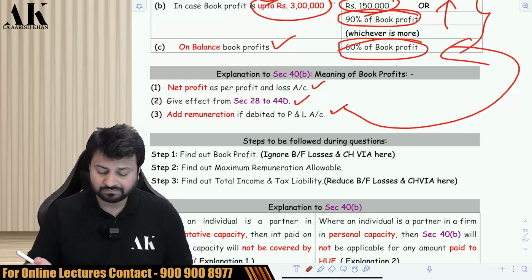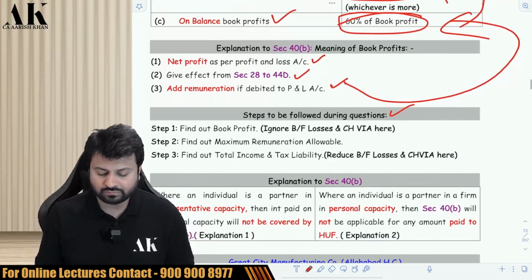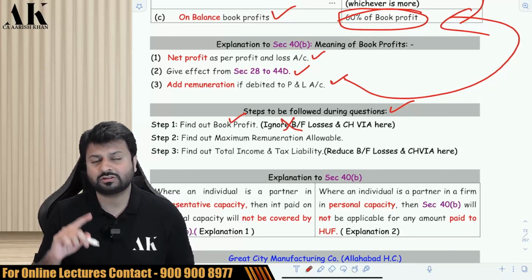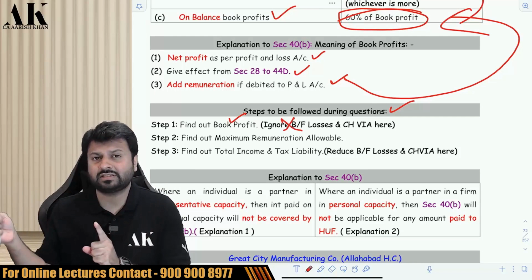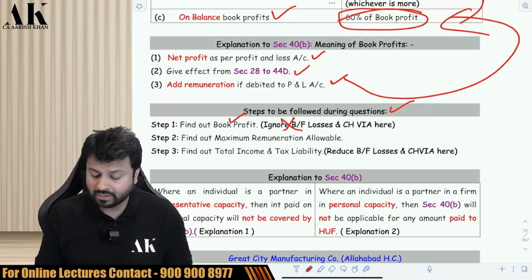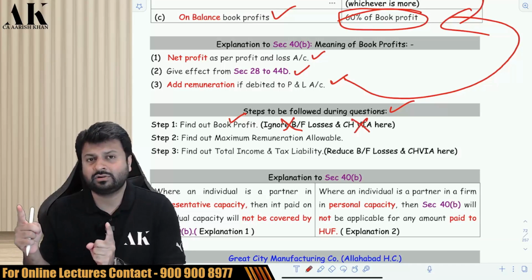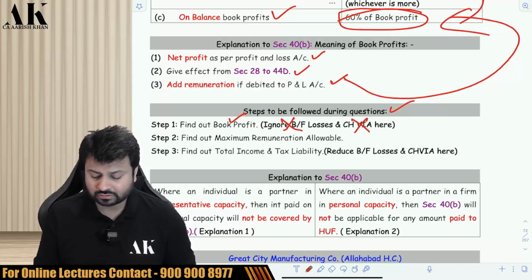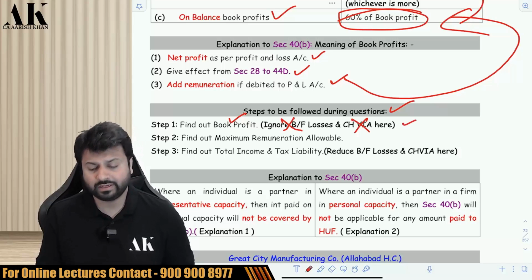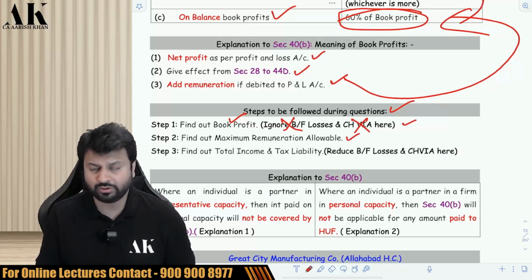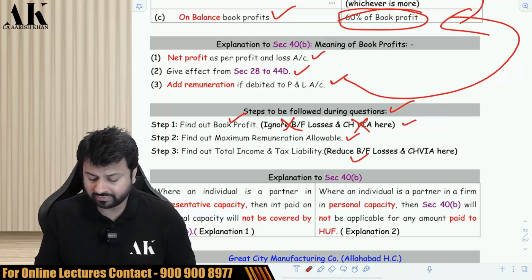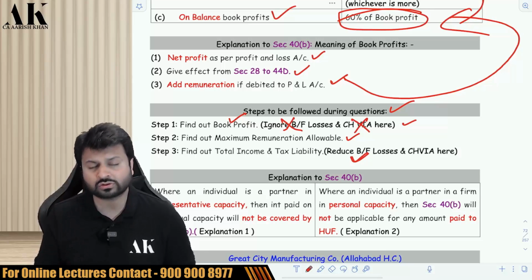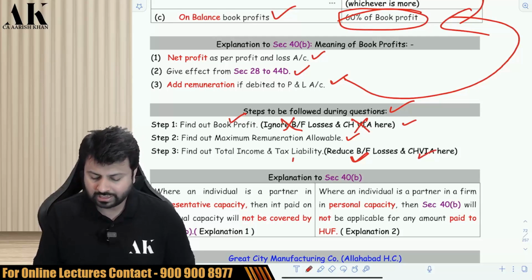That's it. Now, while solving a question, what will you do? First, you will find out book profit. While finding the book profit, ignore brought forward loss, because brought forward loss does not come in PGBP. It comes in set off and carry forward, sections 70 to 80. Ignore Chapter 6A, because Chapter 6A again does not come in PGBP. It comes in sections 80C to 80U. Then find out remuneration. Once you have the remuneration, you find out the total income, and while computing the total income, you have to consider the brought forward loss and Chapter 6A also.